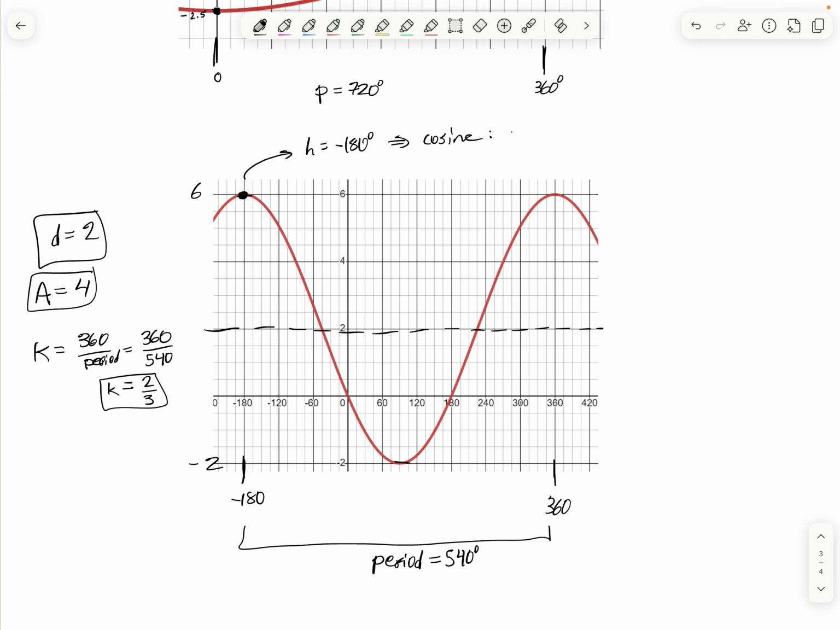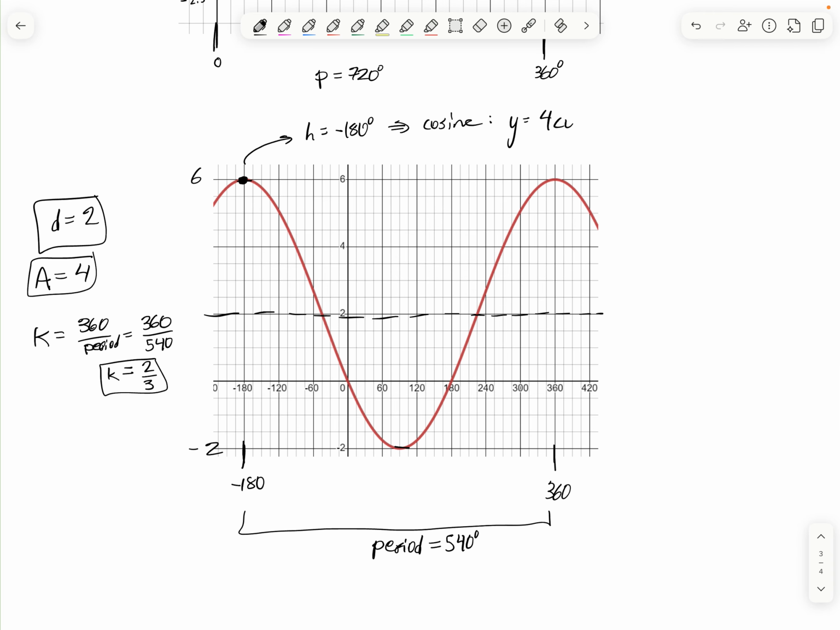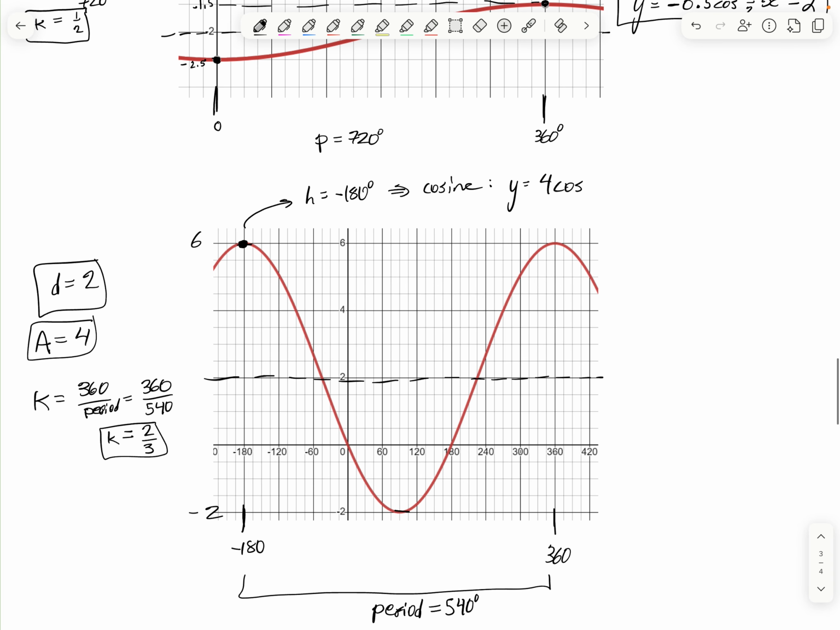As a cosine, I'd have y equals, and starting at a maximum, so then I'd have the amplitude 4 cosine, the k value is 2/3, and then I'd have x, or theta, plus 180, because it's always theta minus or x minus h, so it's just the opposite there. And then I'd have my d value, which is plus 2. So that is as a cosine, right? Very clean, nice and easy.